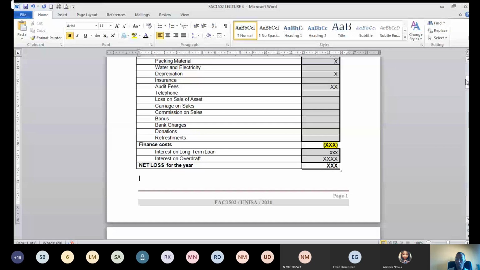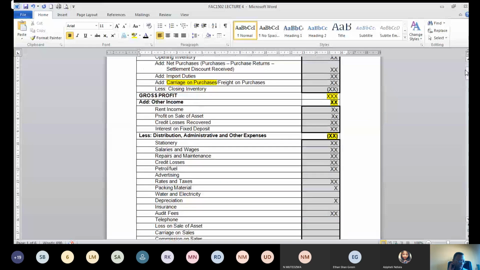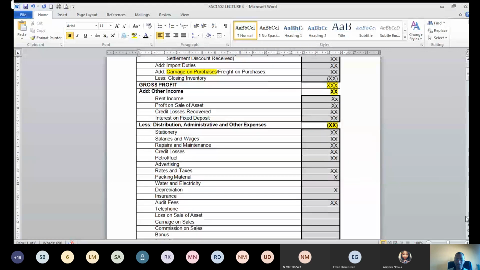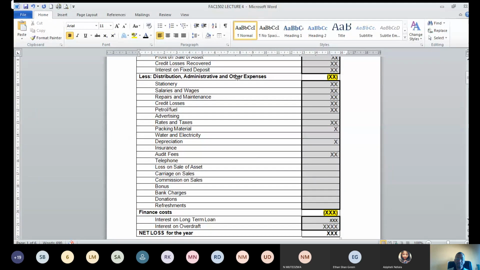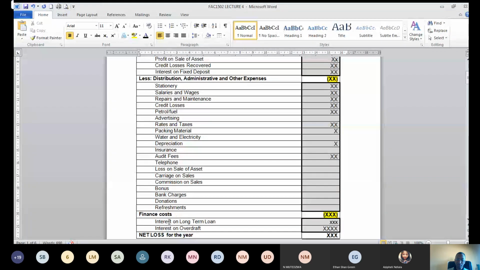So just to summarize now, we are going to complete this statement. We are going to bring into account the income and the expenses. Income appears on the credit side of your trial balance because all income accounts have credit balances. Your expenses appear on the debit side of your nominal accounts. So you will have a heading for distribution, administrative, and other expenses, and a heading for finance costs. Finance cost is only for your interest. Everything else goes under distribution, administrative, and other expenses.